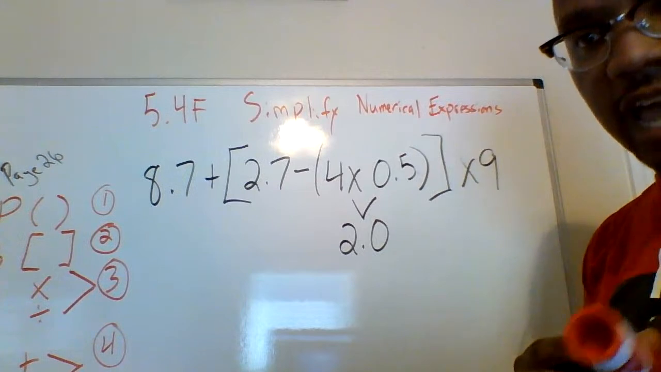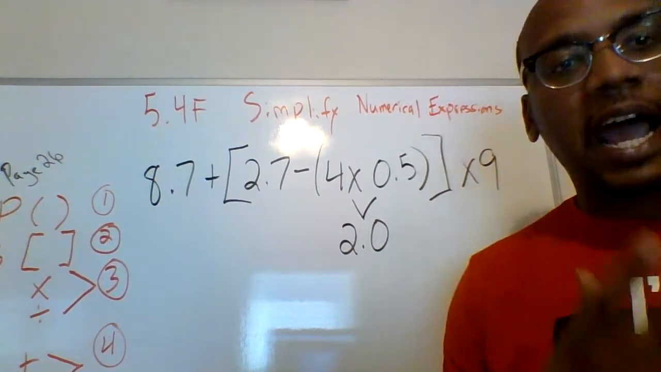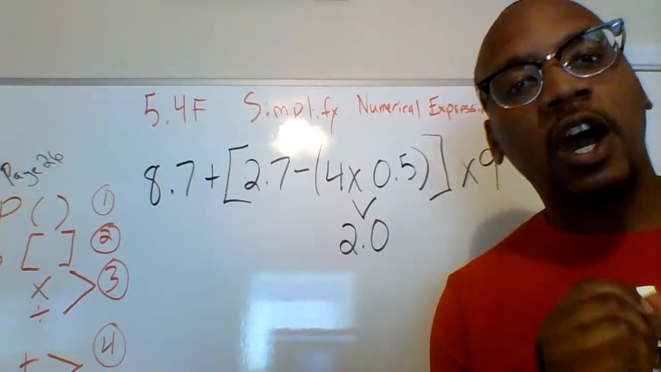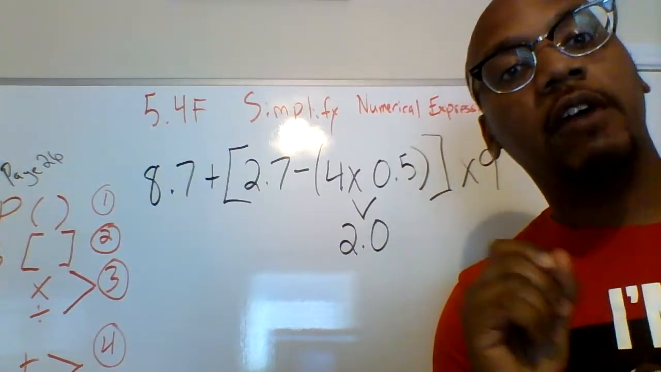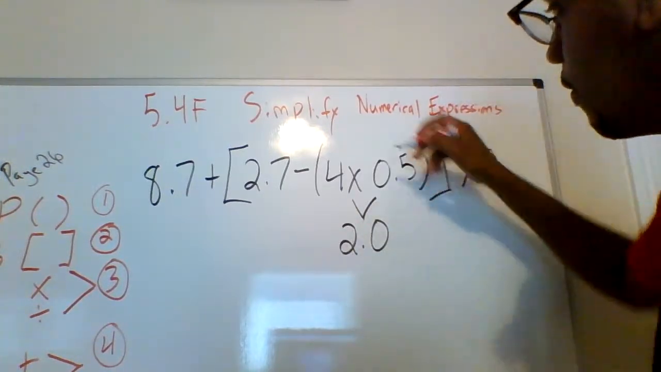Again, I can take that 0 off. Now, here's my secret. Once you solve one part of the problem, cross it out.